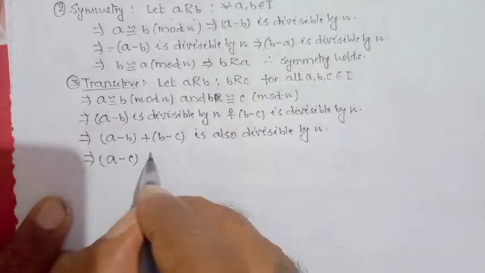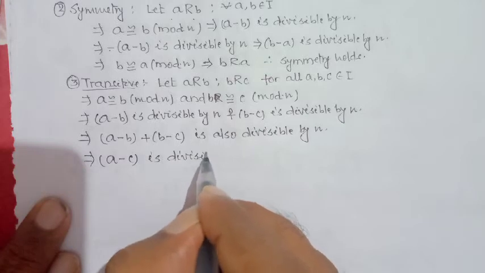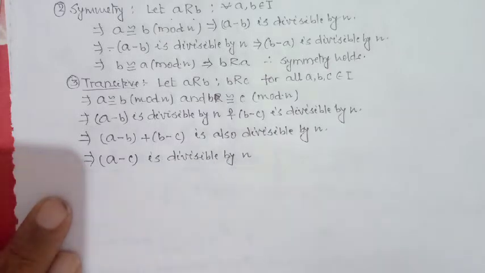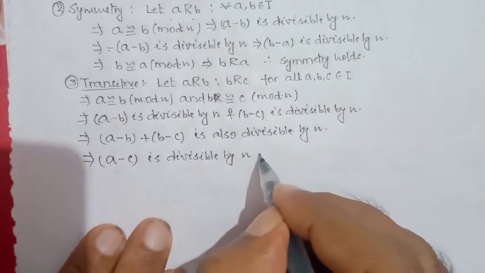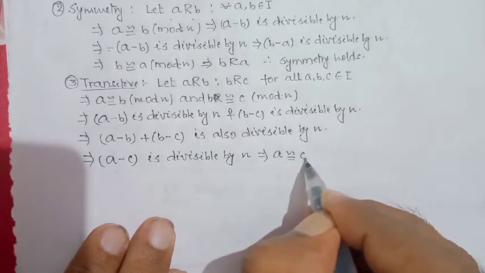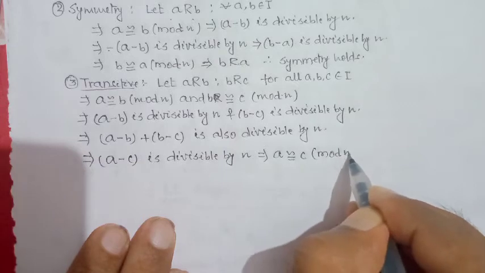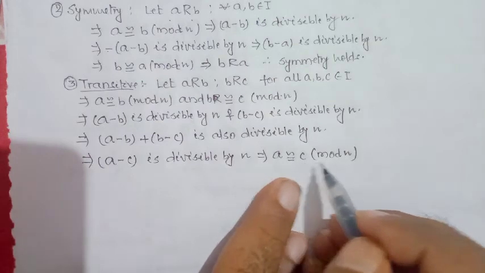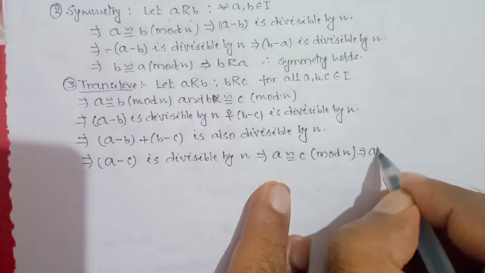A minus c is divisible by n. A minus c is divisible by n means a is congruent to c mod n. A congruent to c mod n means A is related to C.